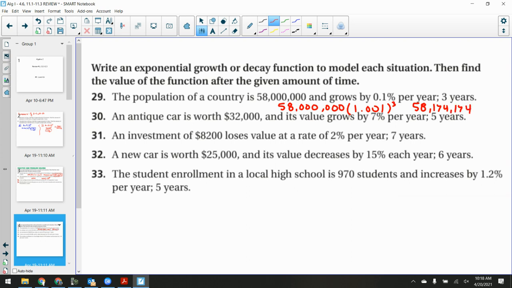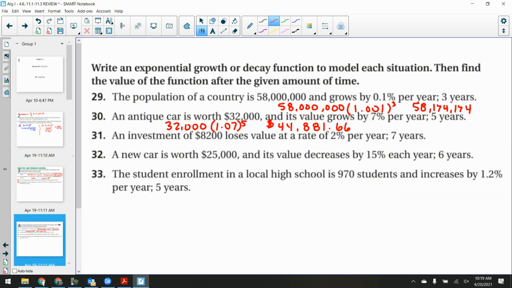58,174,174. Number 30, an antique car is worth $32,000 and it grows 7% for 5 years. Will? $44,881.66. 44,881.66. Yeah, you get 32,000 times 1.07 to the fifth power.